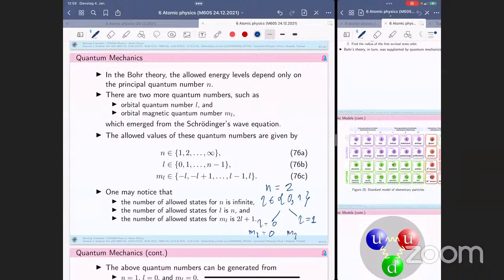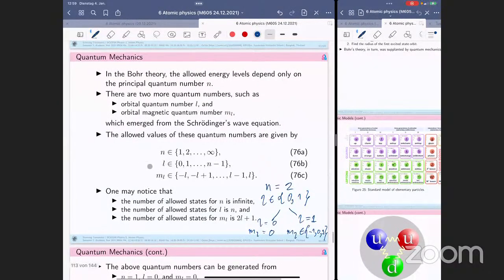But when L is 1, ML can take several values: minus 1, 0, and 1. Do you understand that? That's the case for N equal to 2, the principal quantum number equal to 2. So you have this situation. But when N is greater than 2, you're going to have a more complicated situation for L and ML.